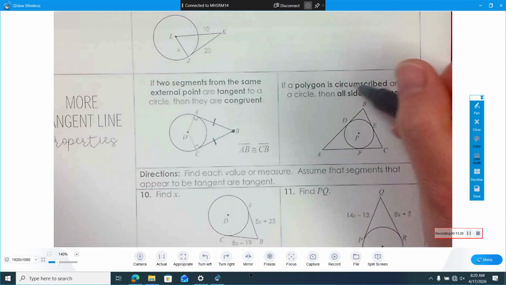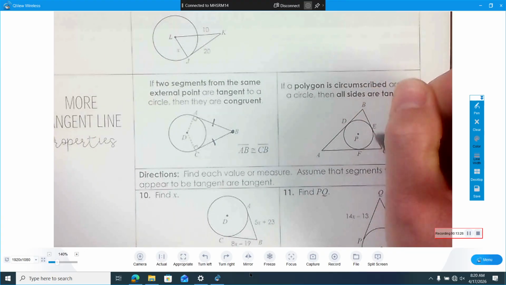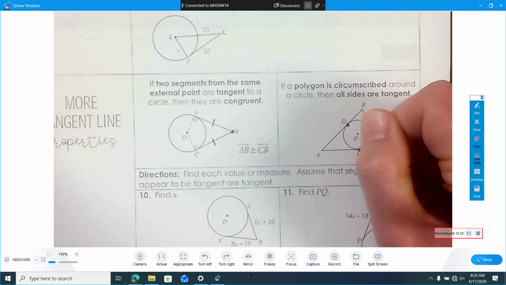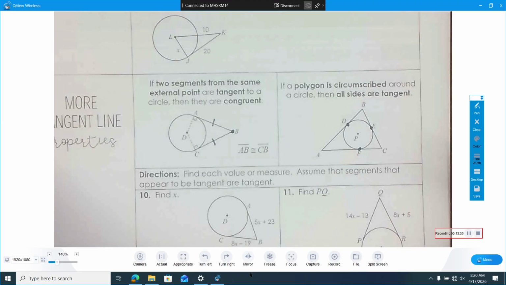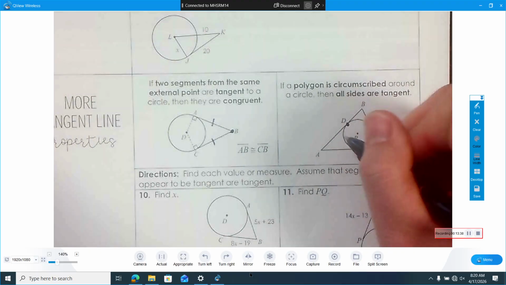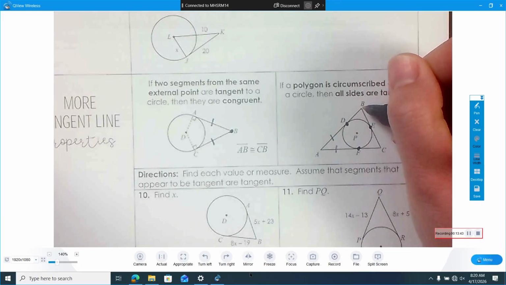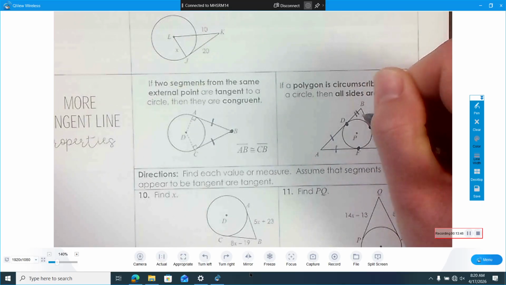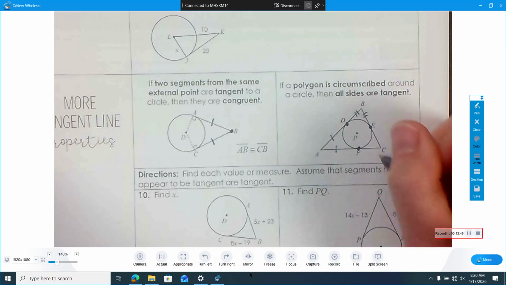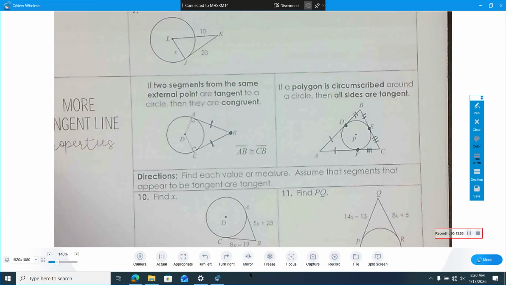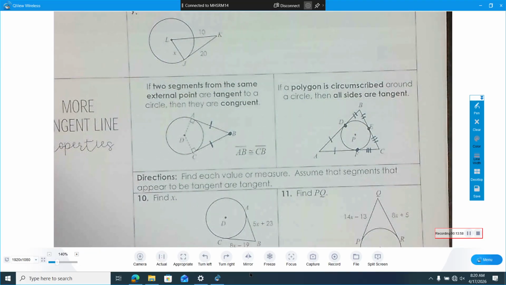If a polygon is circumscribed around a circle, then all those sides are also tangents. Circumscribed means surrounding a circle. So if we have all these points of tangency here, what we have are a bunch of congruent little segments. So here, AD and AF would be congruent. And from this external point B, these segments are also congruent. And from point C, we have CF and CE, which would also be congruent because they apply the same property that from an external point, two tangents to a circle are congruent.